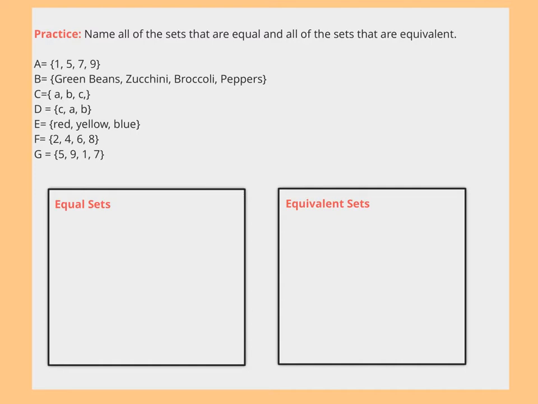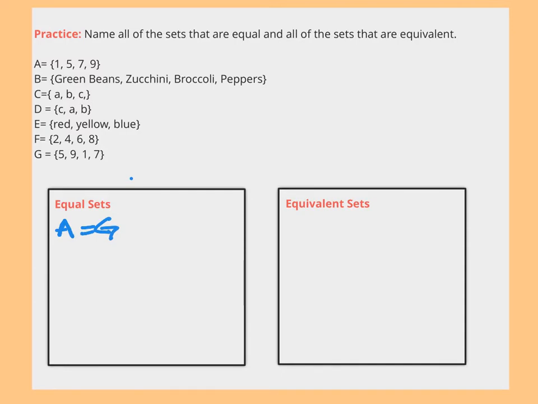So if we go ahead and look up here, we have 1, 5, 7. Do we have any set here that has the numbers 1, 5, 7 in it? We have 5, 9, 1, 7. So it looks like set A and set G are equal to one another because they have the exact same elements in it.